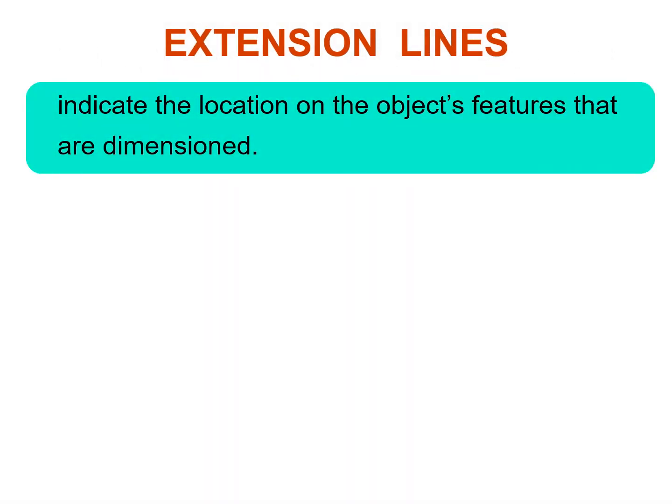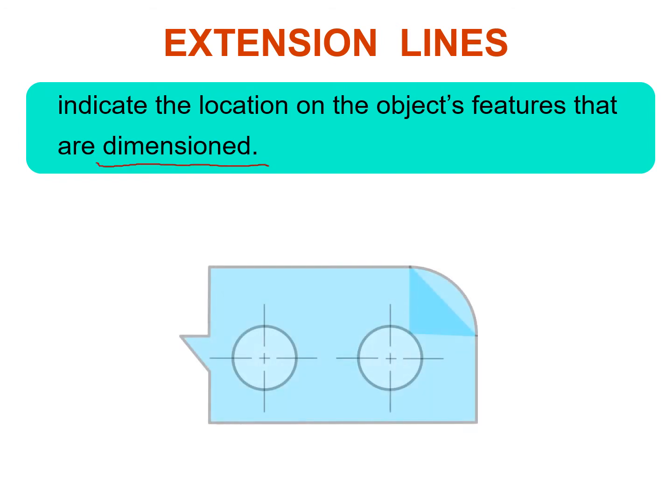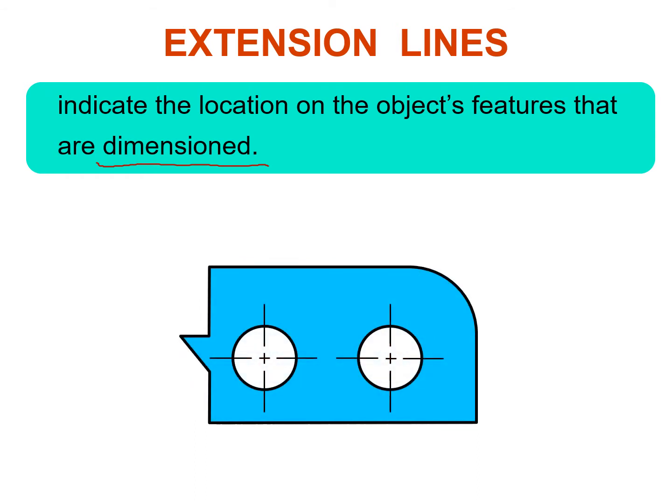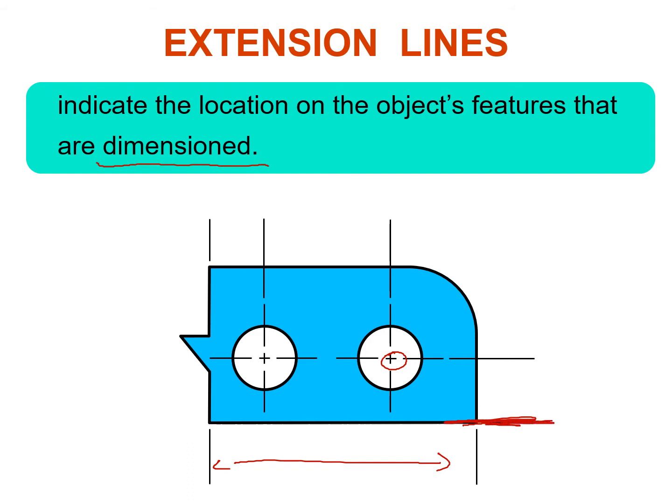So extension lines, as you already know, indicate the location of an object's features that are to be dimensioned. If this is our object and these are the extension lines, as you can see, they show the different features that are going to be dimensioned. This is showing the width of this object. Then this dimension will show the center of this circle from this edge. So this will be our datum, this will be our datum surface.